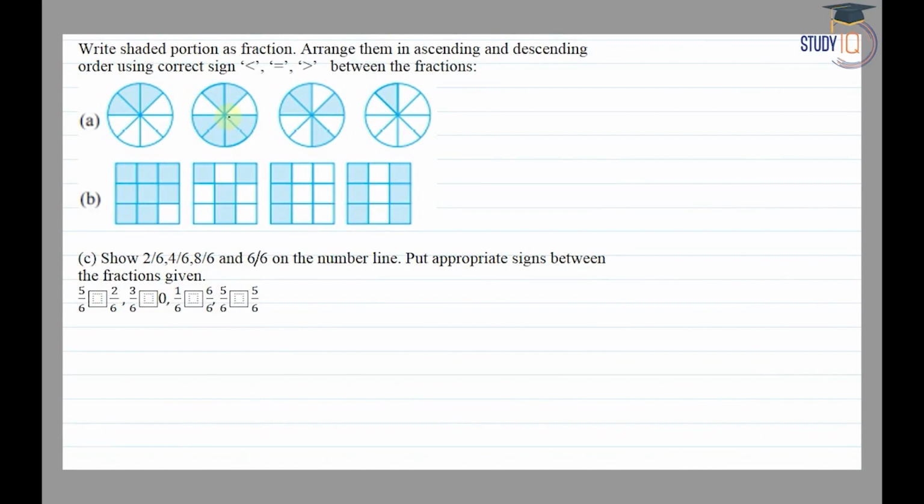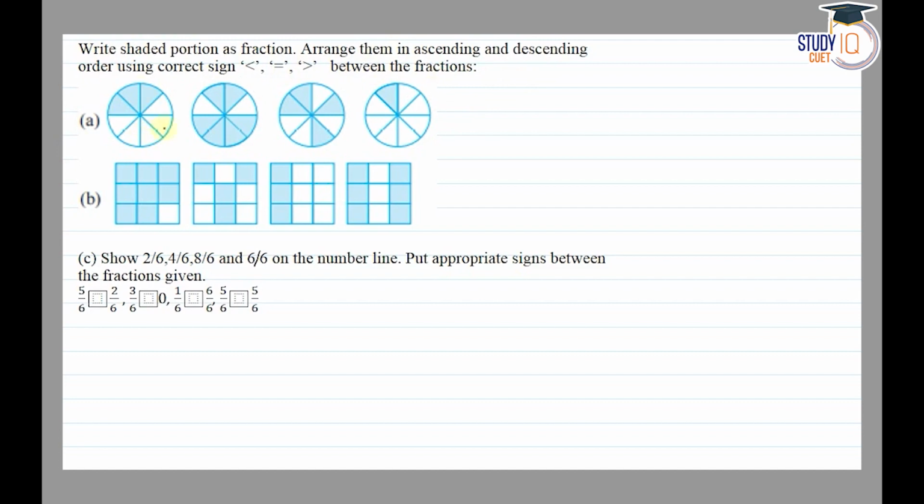Hello everyone, this question appears in the class 6 NCERT chapter of fractions. This is the first question of exercise 7.4. The question says: write the shaded portion as fractions, arrange them in ascending and descending order using the correct sign, greater than, less than, equal to, between the fractions.